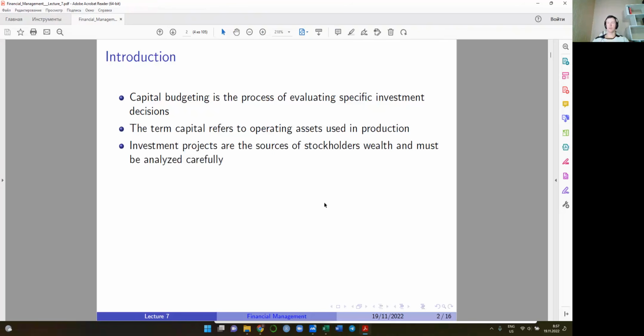Why are we talking about this? Because investment projects are the main sources of shareholders' wealth. Any firm uses real assets in order to earn cash flows. And those cash flows are the sources of the shareholders' income and, in general, shareholders' wealth. That is why we need to analyze this side of corporate finance very carefully.